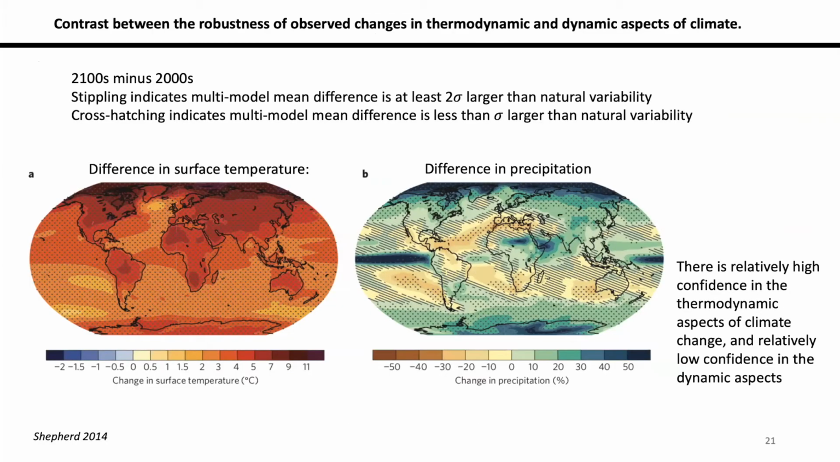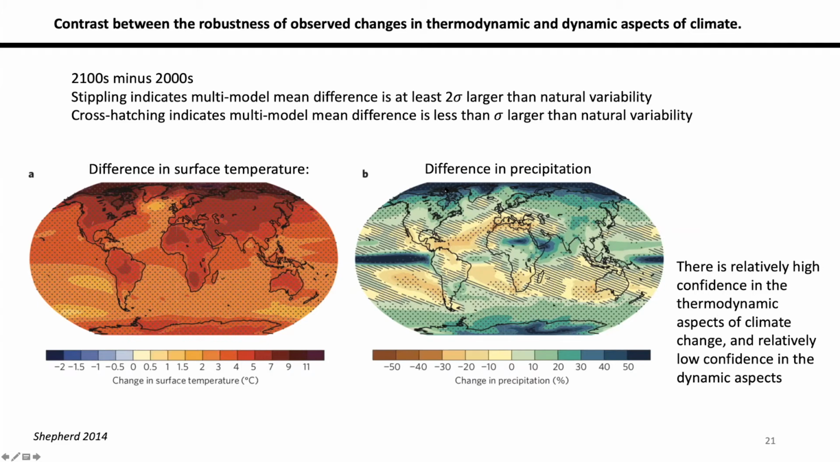Now we'll step back to this Shepherd argument about changes in dynamics versus changes in thermodynamics and our uncertainty. So on this side, we're plotting in shading the change in temperature 100 years from now compared with the present day. And then the stippling is indicating everywhere that the multi-model mean has differences that are at least 2 standard deviations larger than natural variability. So this is saying all of these changes are significant as compared to the noise of the natural variability from year to year changes. For changes in precipitation now, things are not as clear.